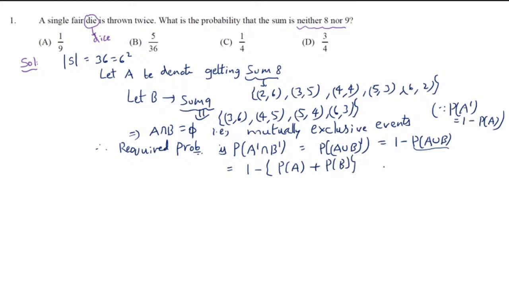So 1 minus, what is the probability of event A, sum 8? Total outcomes in A, |A|, is 5. Total outcomes in event B, |B|, is equal to 4. So the probability of event A is |A| by |S|, that is 5 by 36. Probability of event B is |B| by |S|, that is 4 by 36. So this simplifies to 3 by 4.